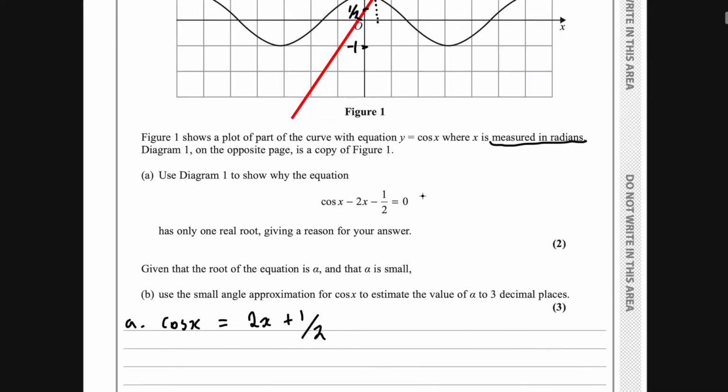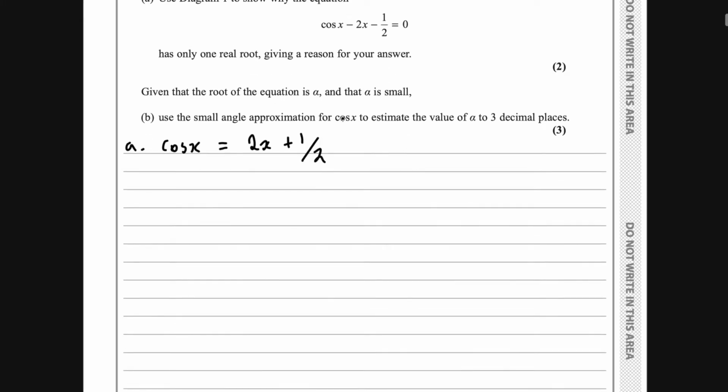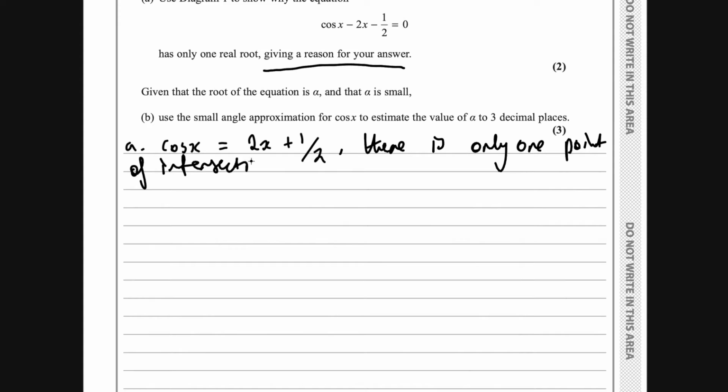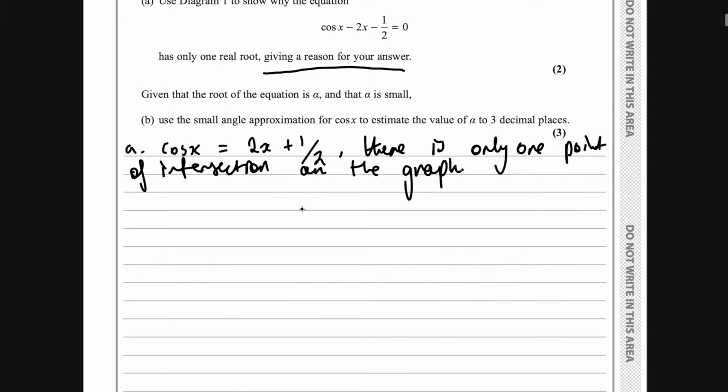So what we're going to be doing is we've used the diagram to help us with our answer, and we're just going to be aiding that, providing this reason for your answer, making sure to read the question properly and following all set instructions, and stating that there is only one point of intersection on the graph.